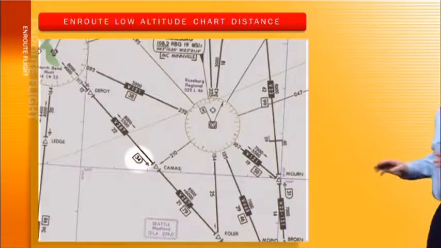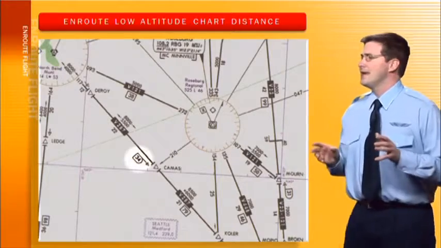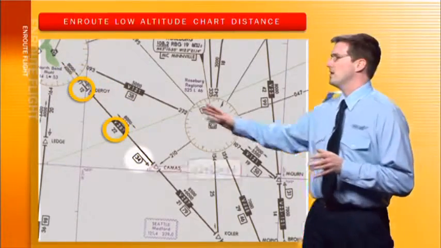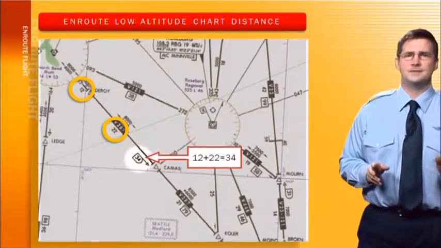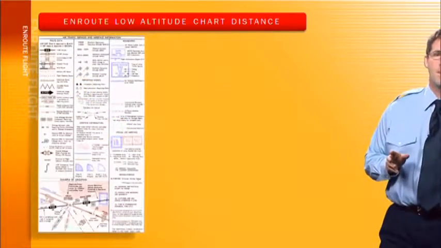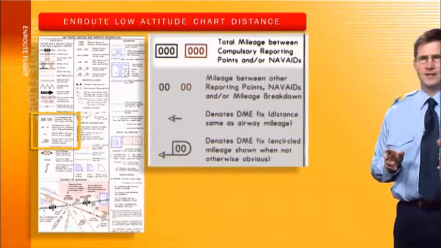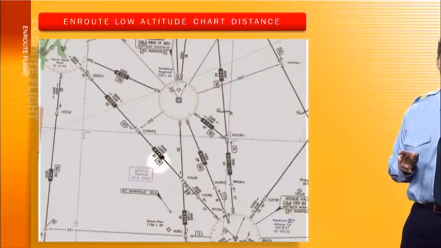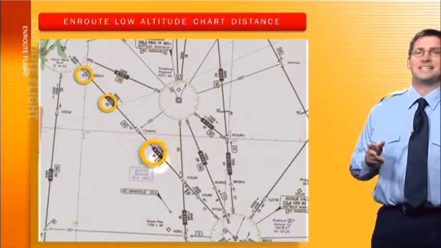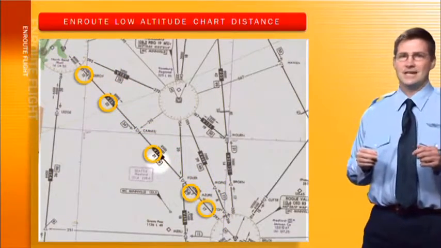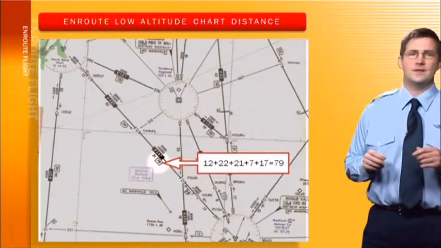Look at Victor Airway 287 heading southeast. Here's our example again. If we add up the two segment distances of 12 and 22 nautical miles, we see that 12 plus 22 equals 34, which is also the same distance shown here with this DME box. Now, back to the legend. This time, we can look to see total mileages between the compulsory reporting points, or nav aids. We are still using Victor 287 as our example. Now, you can add up all the segment sections, 12 plus 22 plus 21 plus 7 plus 17 equals 79 miles, or you can just look here and you can see that the total distance is 79 nautical miles shown in this box.